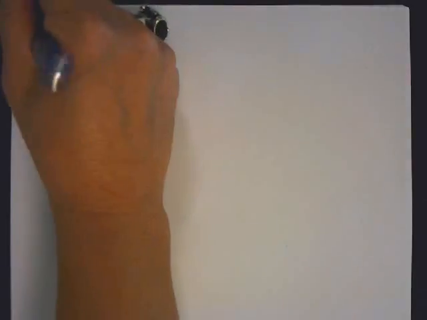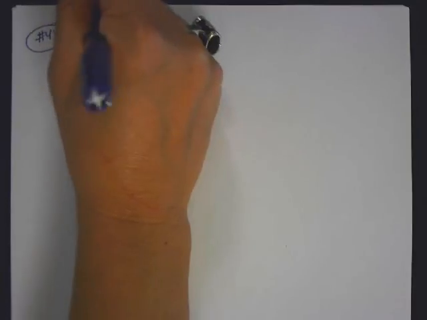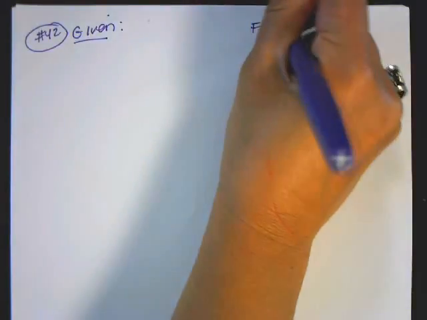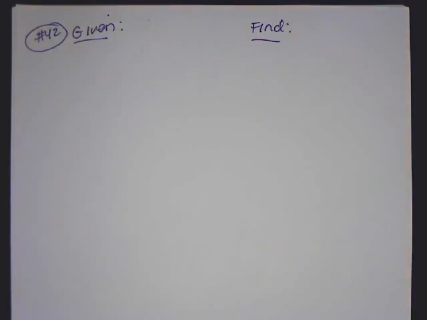Okay, let's look at Part G, number 42. So remember, we always want to write our given, and we want to write our find. All right. So it says a speeder passes a parked police car at 30 miles an hour.